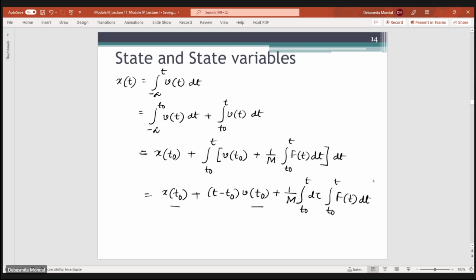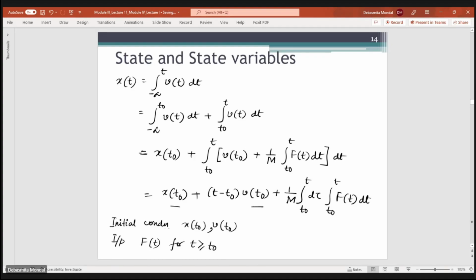So if we know the initial conditions, which in this case are x(t0) and v(t0), these two are the initial conditions, and the input to the system is f(t). If we know the value of f(t) for t greater than or equal to t0, which is this part, so if we know these three things, then we can easily find out the value of x(t) at any time t greater than or equal to t0.